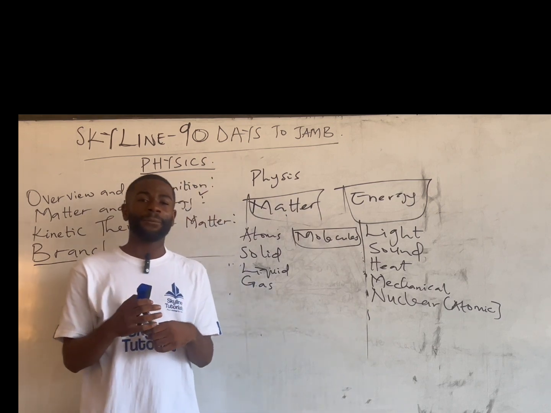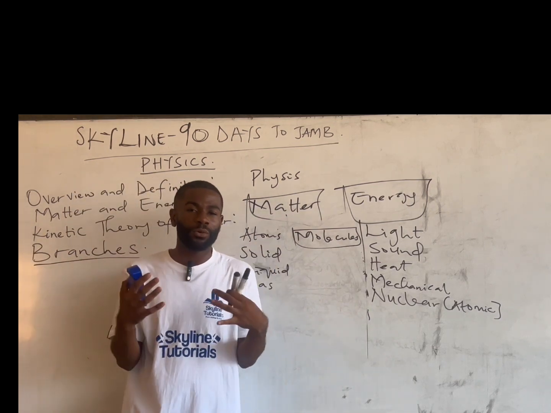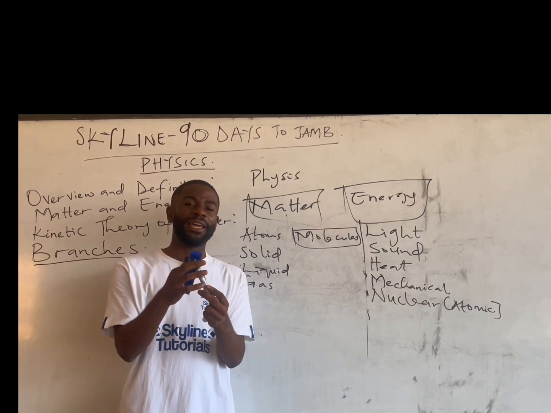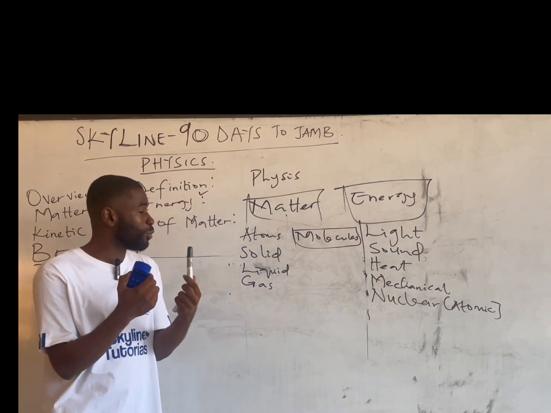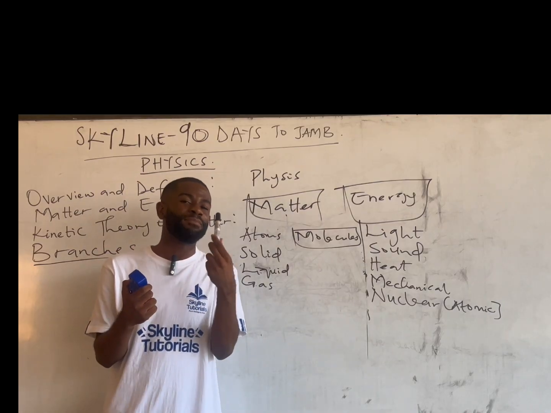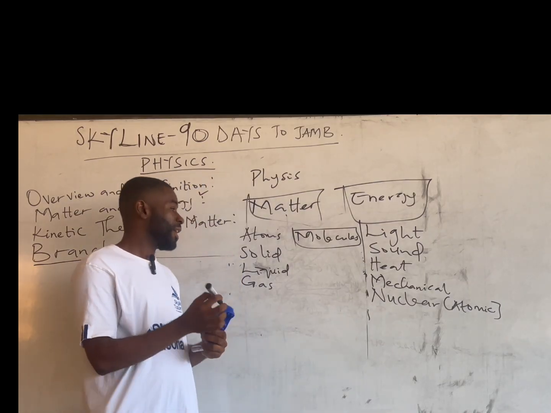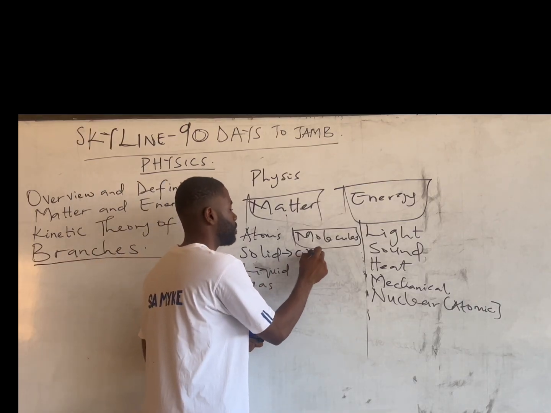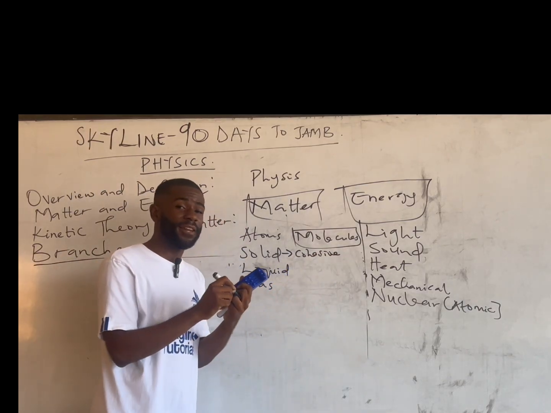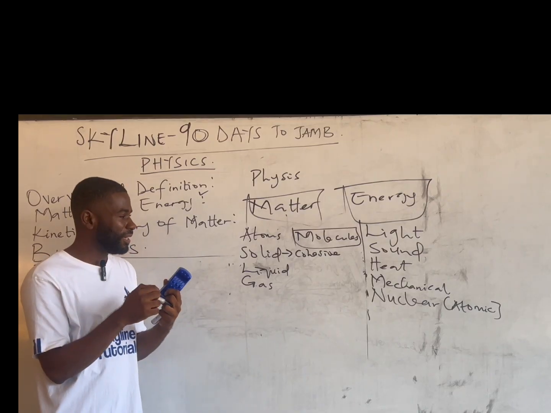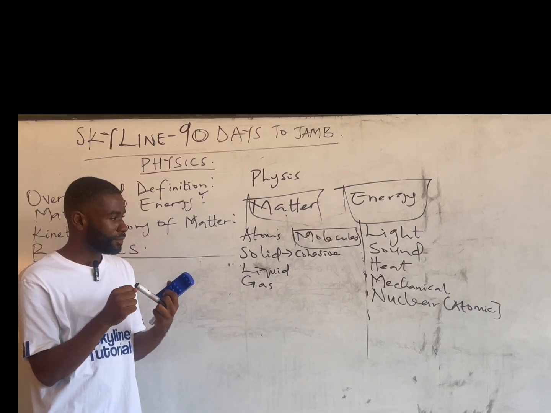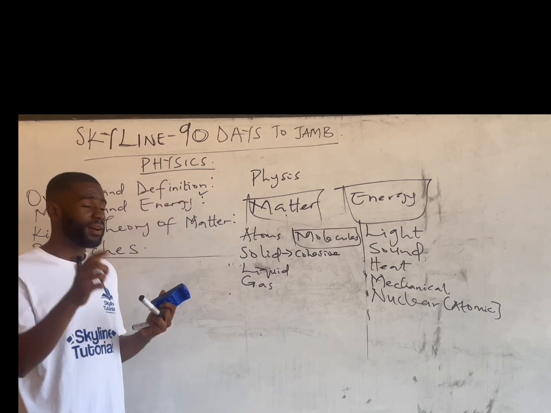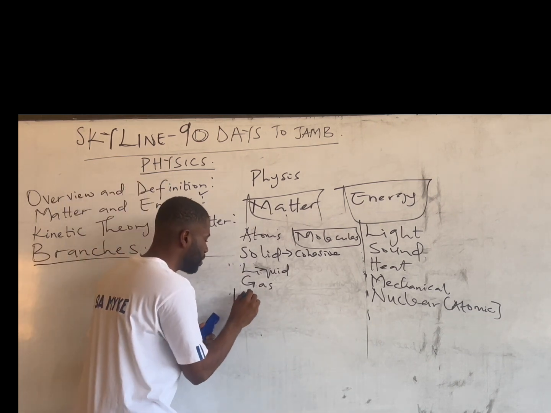In every matter, there is a force that binds the molecules together. This marker, for example, is matter. So there is a force that binds the molecules of this marker together to make it behave the way it does. It has a strong force of cohesion, the cohesive force. The cohesive force is simply any force that binds molecules of the same kind together. Take note of that. In the different states of matter, there is generally what we call intermolecular forces.